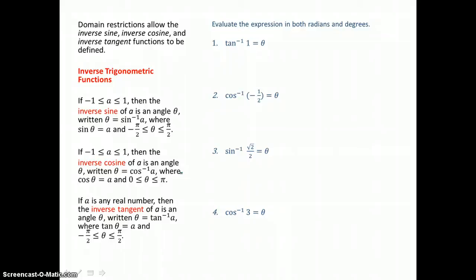So here we have an inverse trigonometric function, and the inverse tangent of 1 is equal to theta says the same thing as the tangent of theta is equal to 1. So these two equations are inverses of one another. In one equation, the output is theta, and in the second equation here, the input is theta. They're inverses of one another.